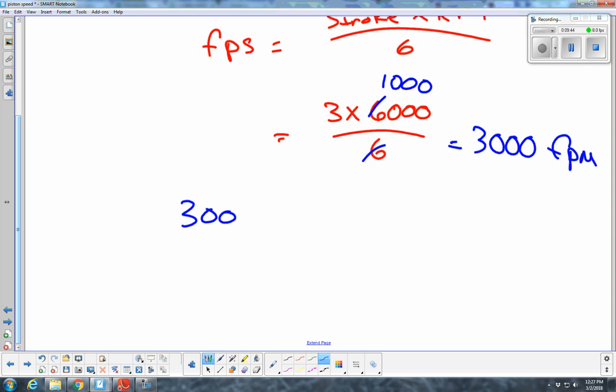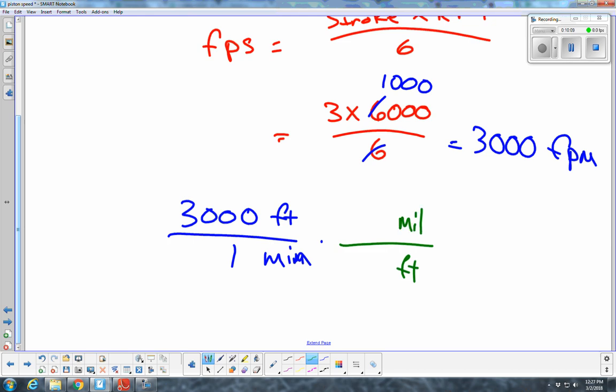So if we know it's 3,000 feet, so feet are on the top, per 1 minute, that's how you represent that relationship. And we wanted to get the feet to turn to miles. Do I want the feet on the bottom or the top of my next fraction? I want it on the bottom because I want to cancel. So the feet goes on the bottom and the miles goes on the top. All right, so how many feet are in 1 mile? 5,280. That's it. Okay, so there you go.